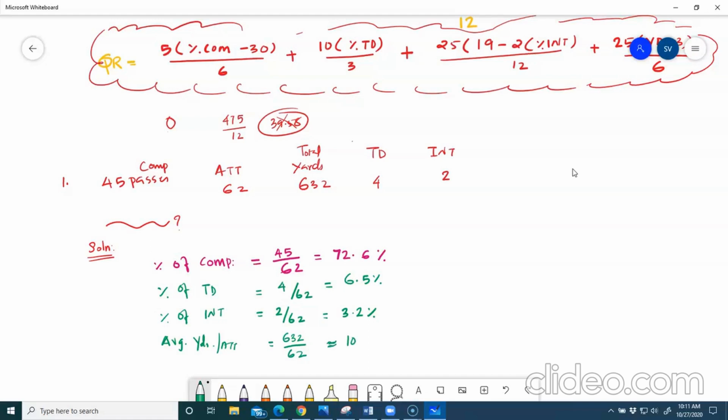It's not equal to 10.2 yards. Okay, now we have all the required information. What you basically need to do is plug this into the equation. What is the equation? I will repeat the equation here.